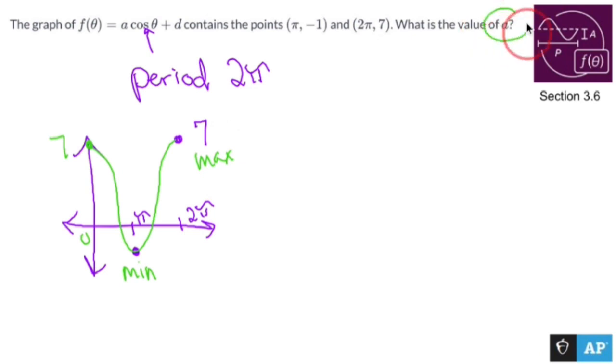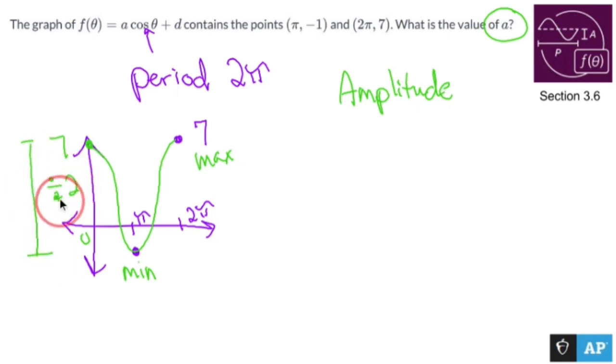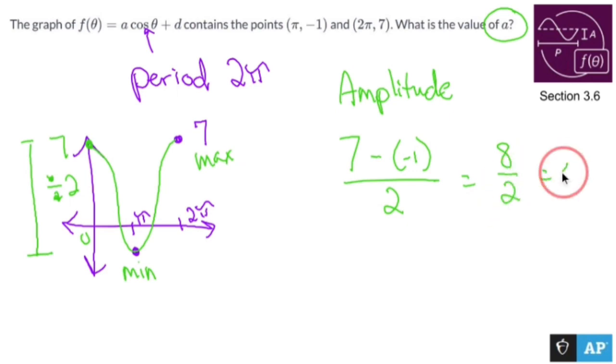Why is that good? Well, A in this case stands for amplitude. And the way you get the amplitude is the distance between the top and the bottom divided by 2. So 7 minus -1 divided by 2 is 7 plus 1, which is 8, divided by 2, and therefore the amplitude is 4, which means A is 4.